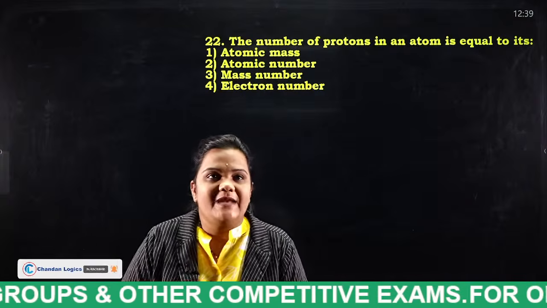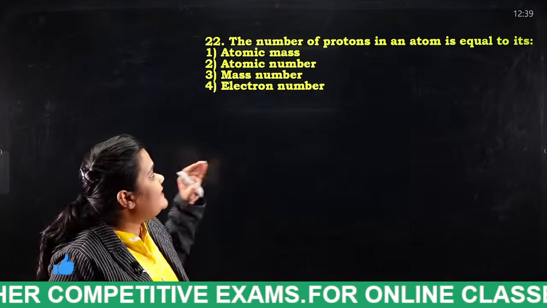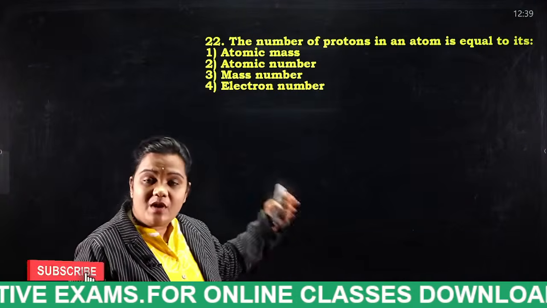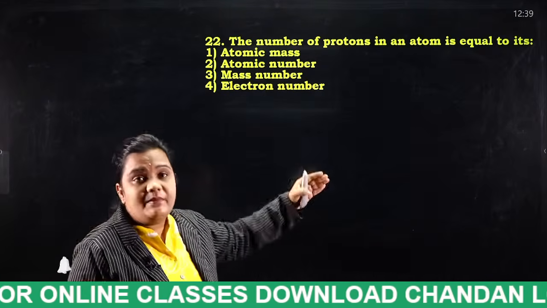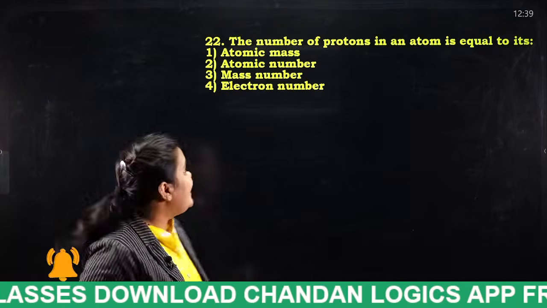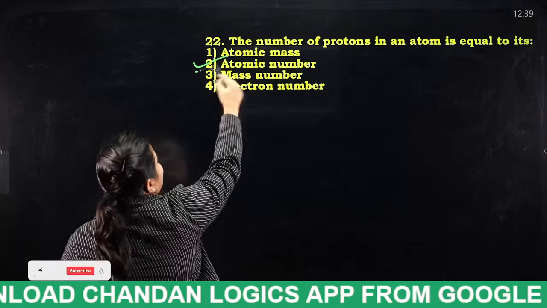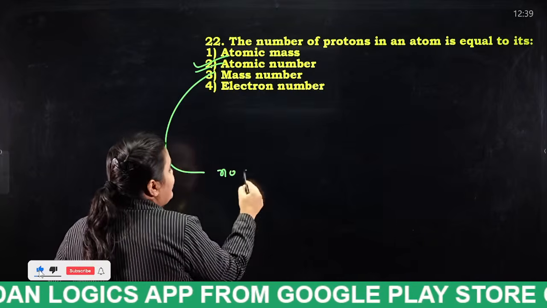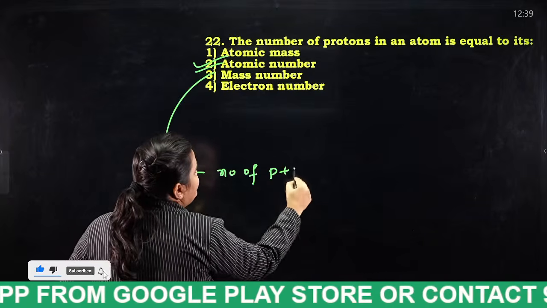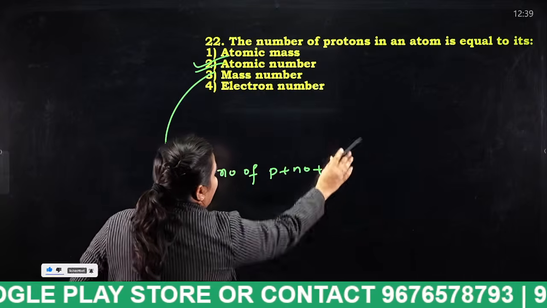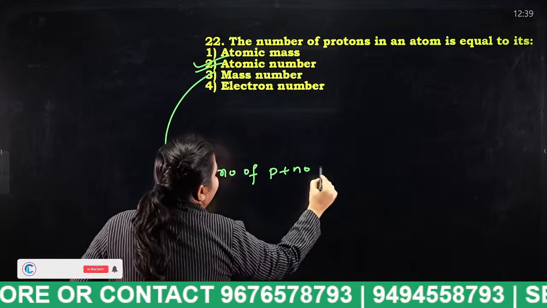Yeah, tell me students, what is the answer? So as I discussed many times, the number of protons in an atom is equal to its, very good, atomic number. And what is this atomic mass? Number of protons plus number of neutrons, we say it as what?